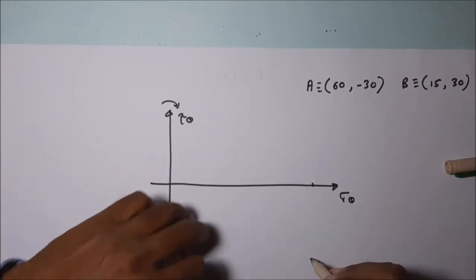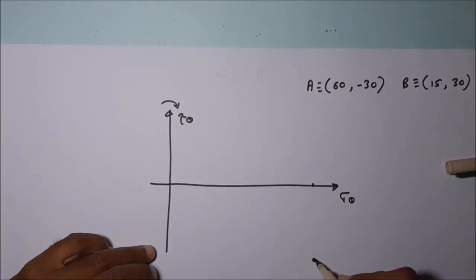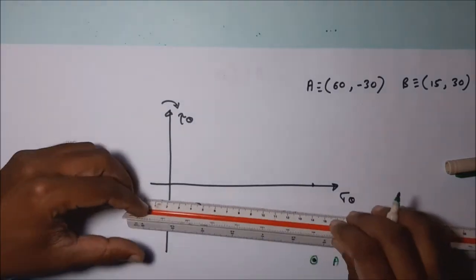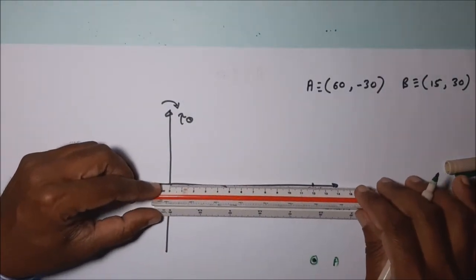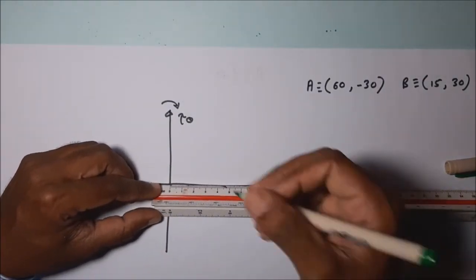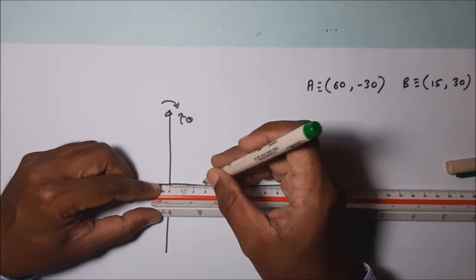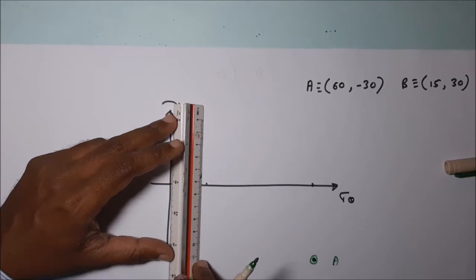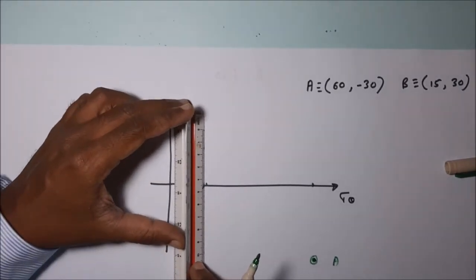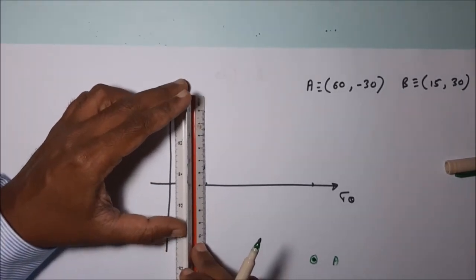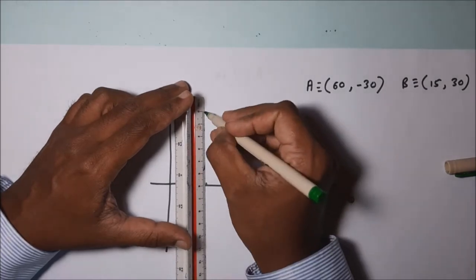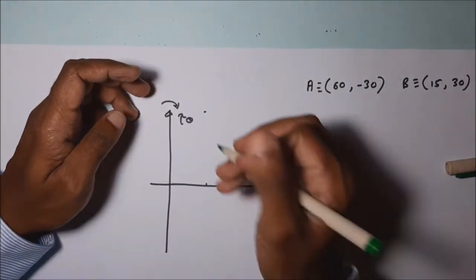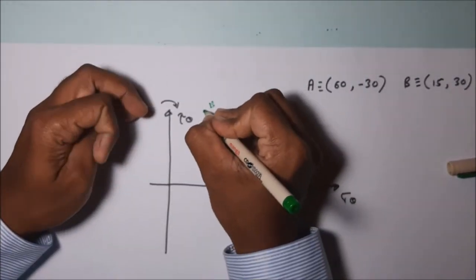Yeah. It means this kind of point A. Okay, then for the B I am taking 15. Okay, 15 plus 30, 15 plus 30. Okay, this is the B point.